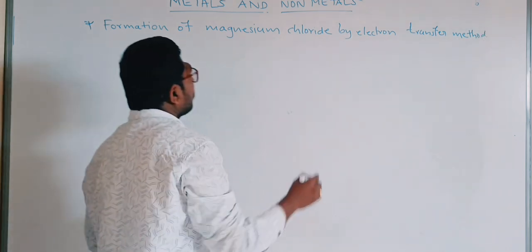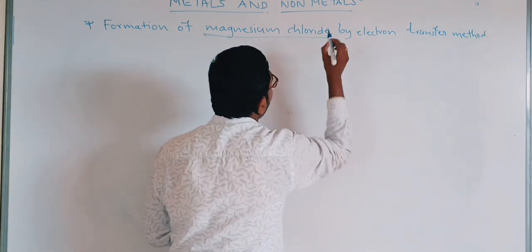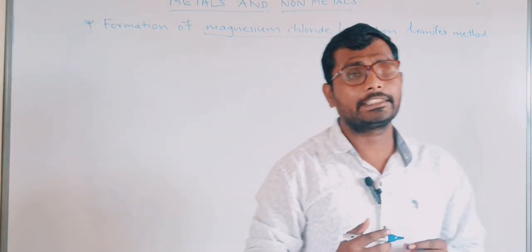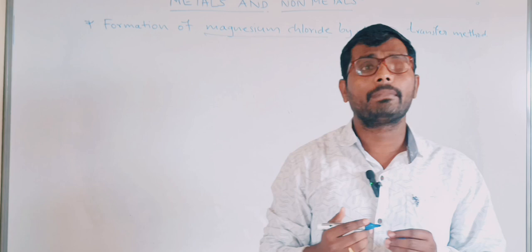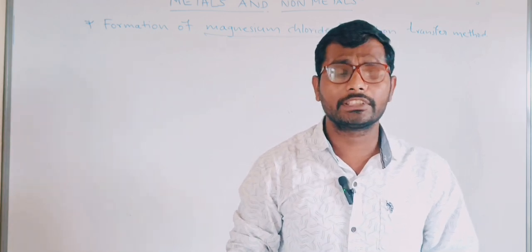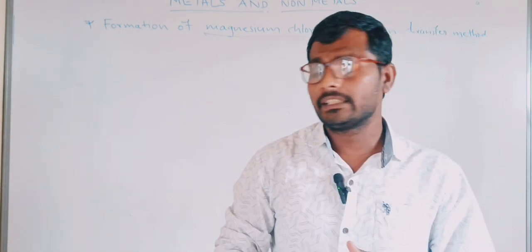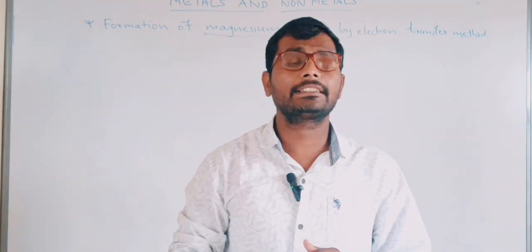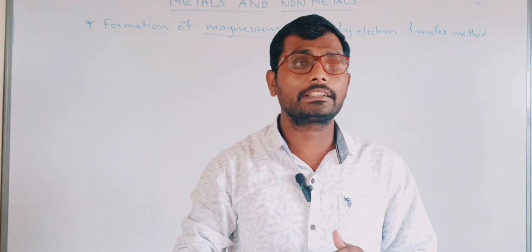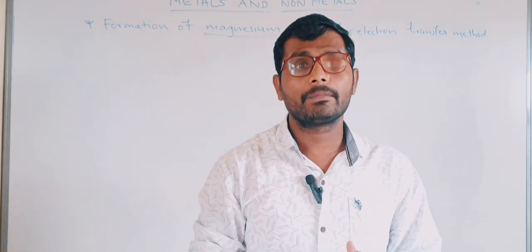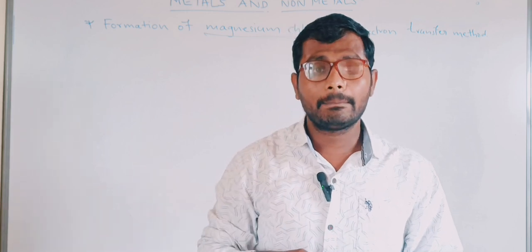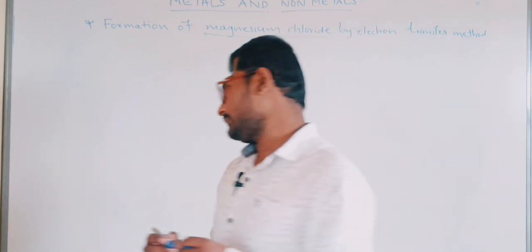So, magnesium chloride. Normally we have three steps. First, metals always lose electrons. Second step, non-metals gain electrons. And third step, we show the formation of the dot structures of these ions. Okay, first we will take step one.